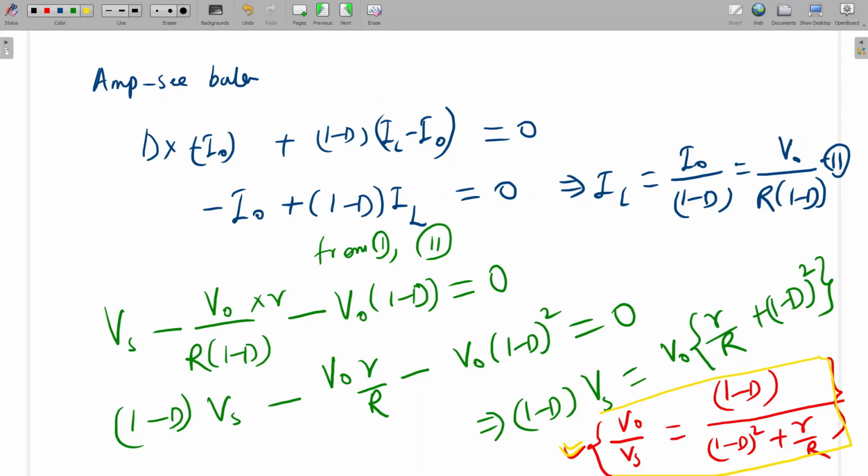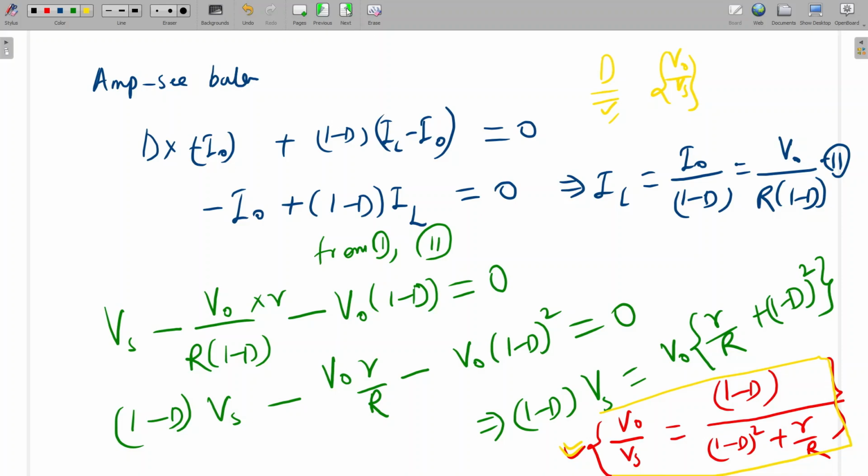Now the question is, what will be the value of duty at which this gain will be maximum? Gain means V0 by Vs will be maximum. So we have to calculate that particular duty value. How can we calculate? We can differentiate this with respect to D.